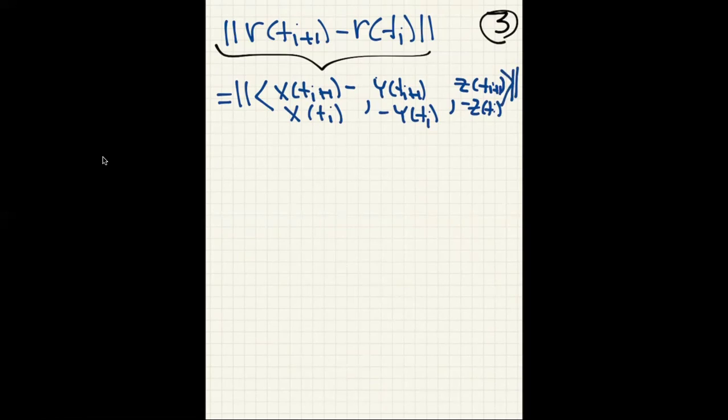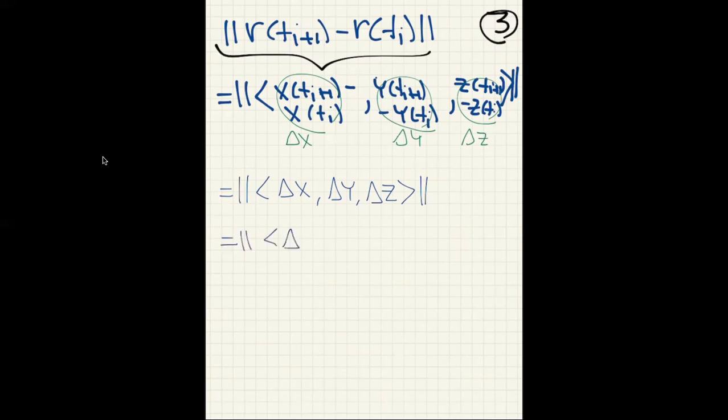So what I'm going to do is I'm just going to call this delta x. And this will be delta y. And this is going to be delta z, so that I can keep writing. This is now the magnitude of the vector that has components delta x, delta y, delta z. And I'm going to do something kind of wacky. I'm going to multiply by 1.